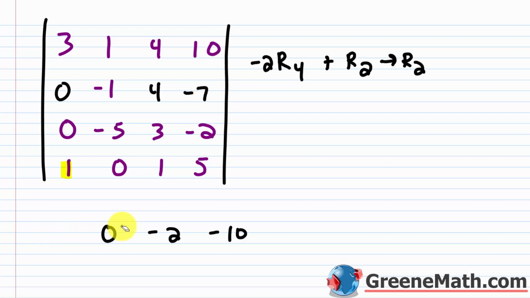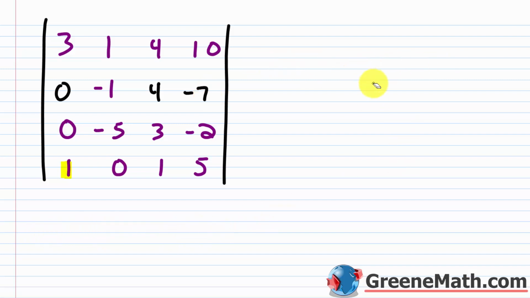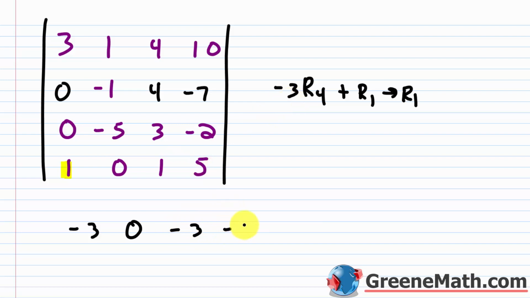All right, so let's erase this. And this. So I'm going to use my 1 again to get this into a 0. So I'm going to multiply row 4 by negative 3. I'm going to add the result to row 1. That's what I'm going to change row 1 with. So negative 3 times 1 is negative 3. Negative 3 times 0 is 0. Negative 3 times 1 again is negative 3. And then negative 3 times 5 is negative 15.